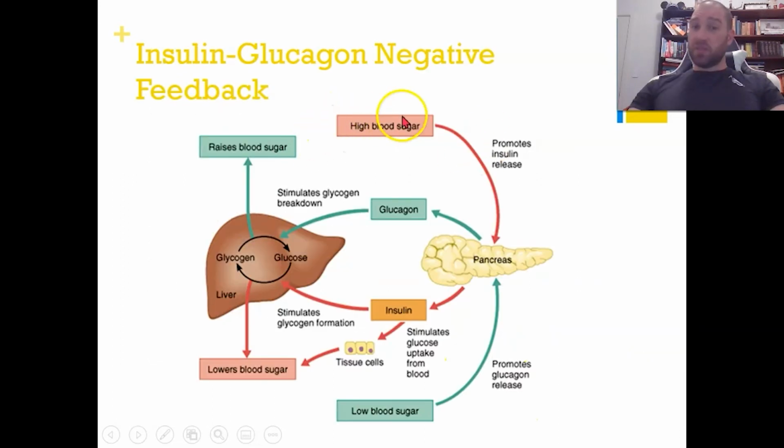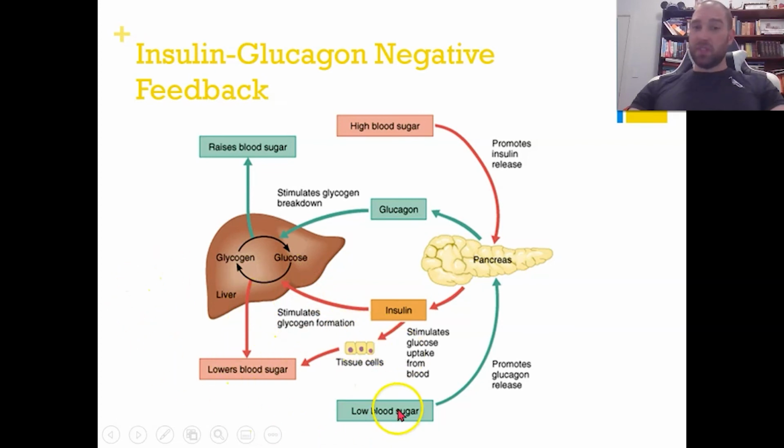Right, so we've got high blood sugar. We've eaten a meal, we've got lots of sugar floating around our blood. That leads to the pancreas releasing insulin. If it releases insulin, that stimulates the uptake of glucose from the blood, and that reduces the amount of glucose present in the blood because it's being absorbed into cells. That lowers the blood sugar.